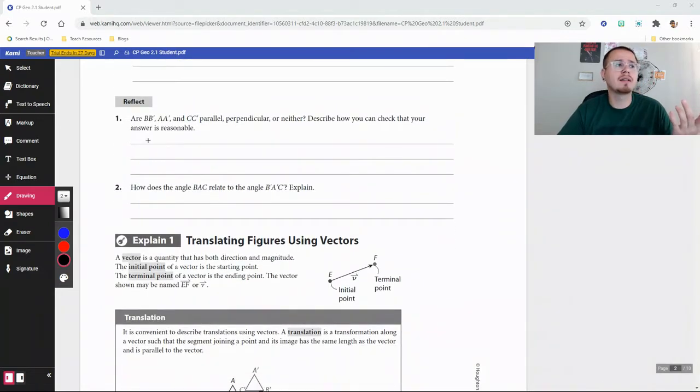Something to reflect on if you did do it is, always thinking about parallel, perpendicular, neither. That can really help you guys understand how shapes are moving.